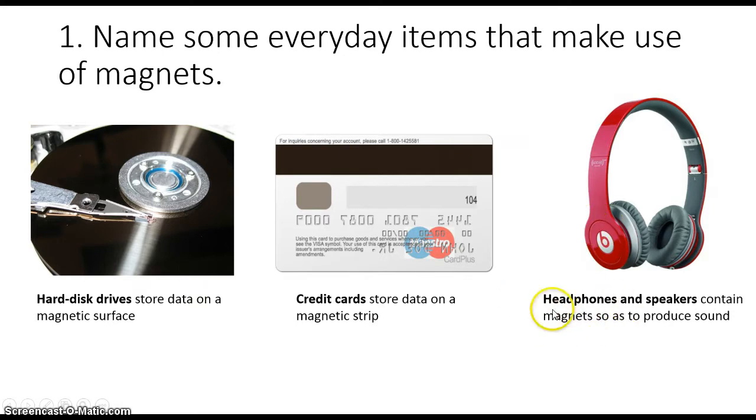And of course, one common item that most of you should have is headphones and speakers. Headphones and speakers contain magnets so as to produce sound. Of course, the details of how the sound is produced, we are not going to go into here.